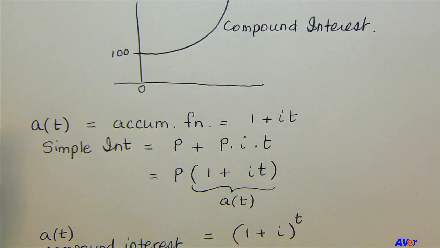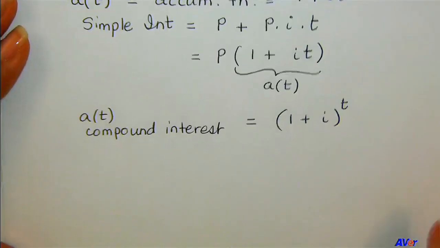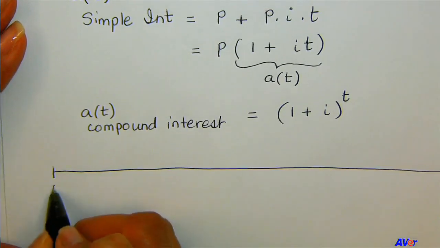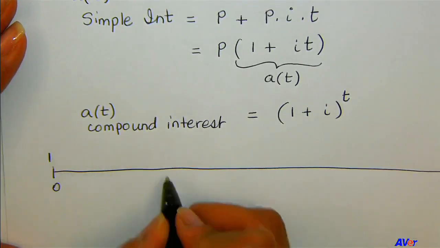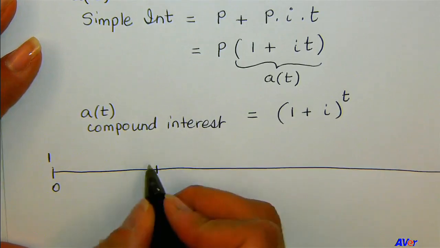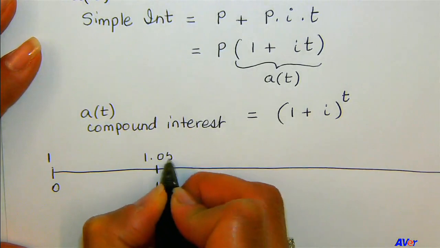If I deposit $1 at time 0, at time t, I will have 1 plus i raised to the t power. Why is that formula what it is? Let's talk about that for a minute. Let's start at time 0 with 1. So this money grows at compound interest rate, let's say 5%. So at time 1, I would have 1.05.